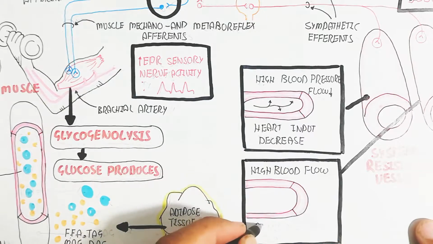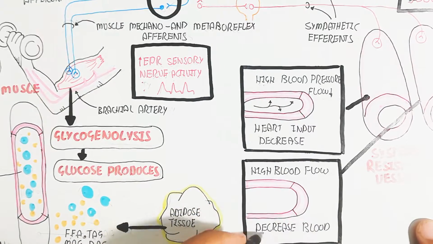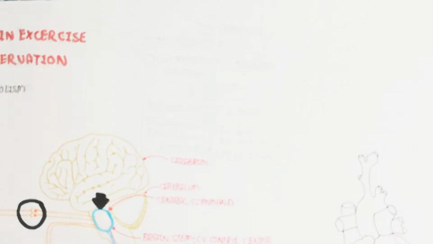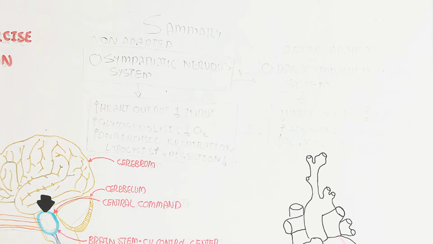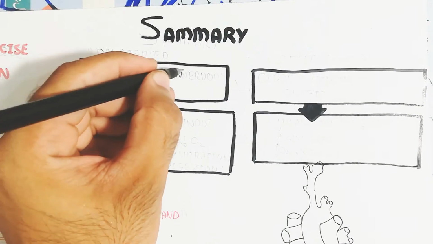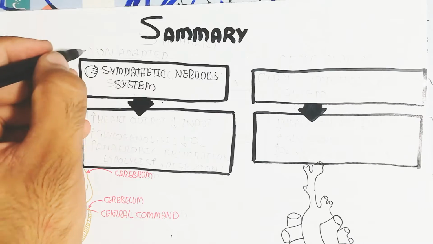So in this way there is high blood pressure and less flow, and the heart input decreases, while the heart blood flow will decrease the blood flow in the systemic capacitance vessel, and the systemic resistance vessel will decrease the flow.